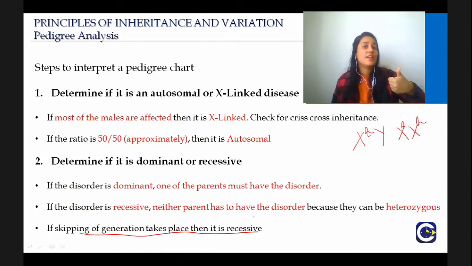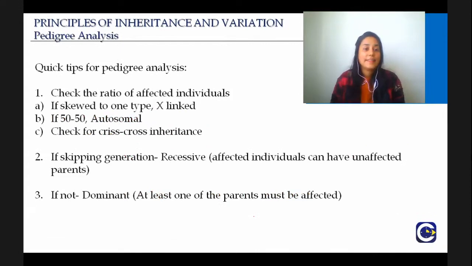So the first point is the most tricky. You have to determine whether it is autosomal or whether it is X-linked. Then skipping of generation, you will be easily able to answer. And then once you have practiced a lot of questions, this is an even quicker tip to follow for pedigree analysis. Check the ratio of affected individuals. If it is skewed to one type, if you have more males, then it is X-linked. If it is 50-50, then it is autosomal.